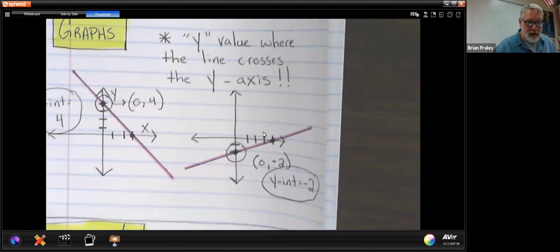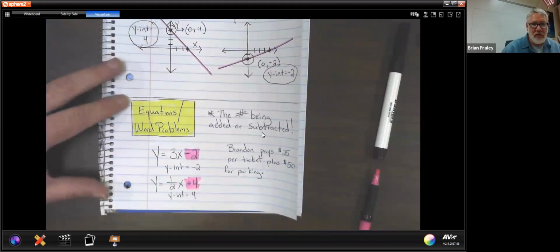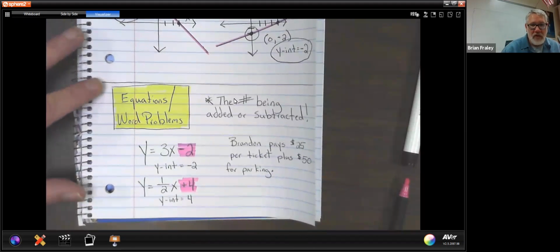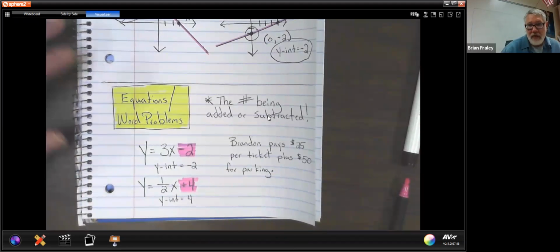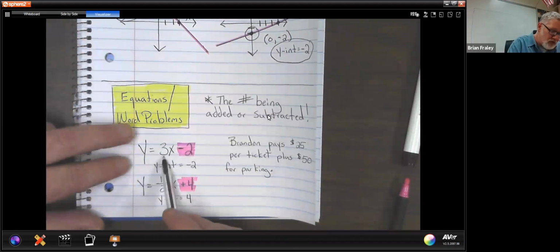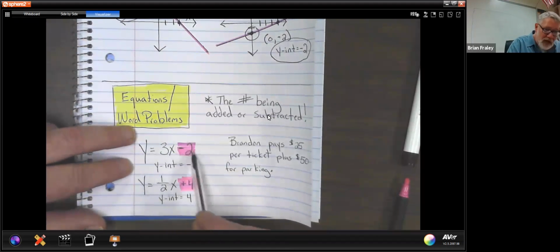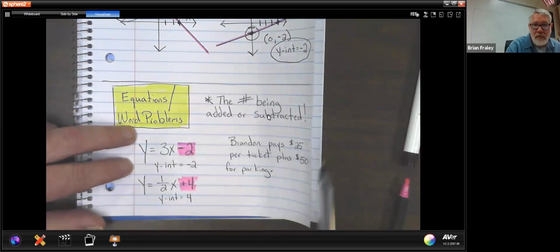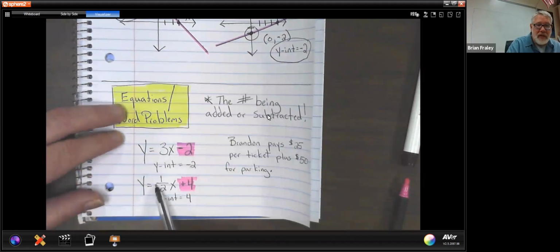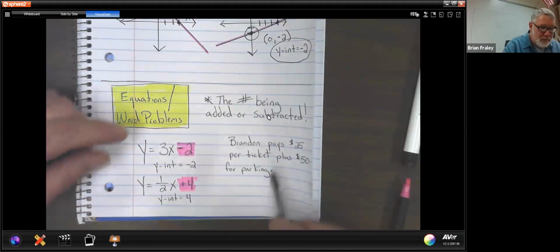And last but not least, equations and word problems. From equation to word problems, it's the number being added or subtracted. So looking at y equals 3x minus 2, notice I highlighted the minus 2 because that minus goes with the 2, so the y-intercept is negative 2. Remember, we're used to seeing the y equals mx plus b, okay? Looking at this example, y equals 1/2 x plus 4. Plus 4, I highlighted that, and so I said the y-intercept is 4, or plus 4, you could say that.